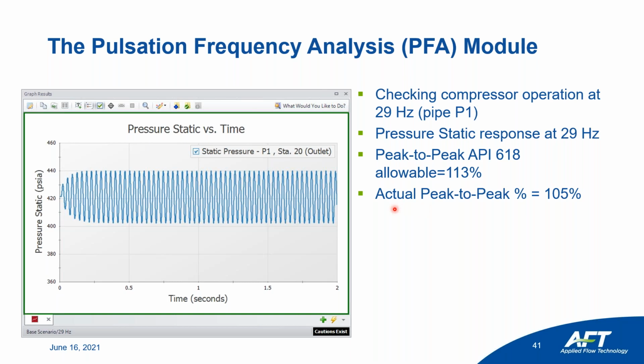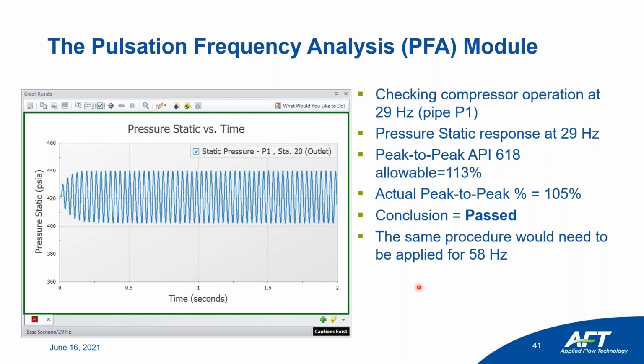So this means that if the compressor operates near 29 hertz, it will pass. So you would comply with API 618. The same procedure would need to be applied for 58 hertz, and you would need to see the peak-to-peak allowable for that frequency and whether or not the actual peak-to-peak percentage complies with API 618.